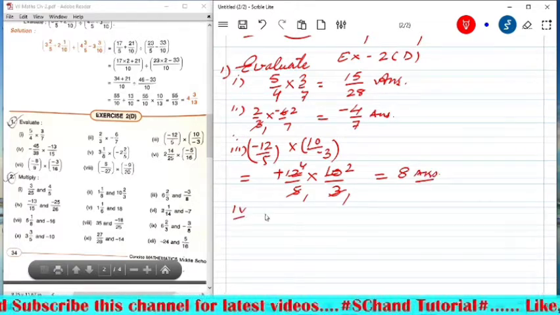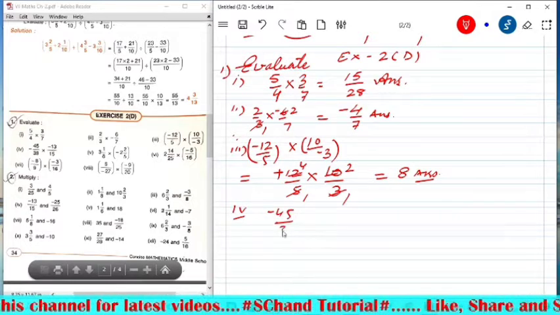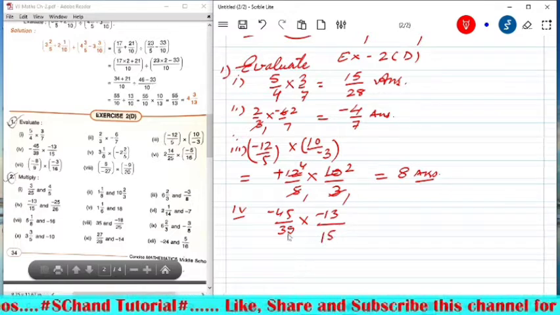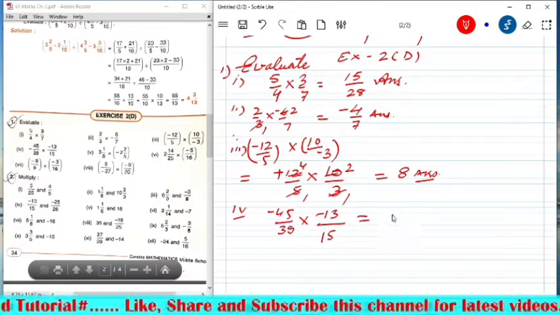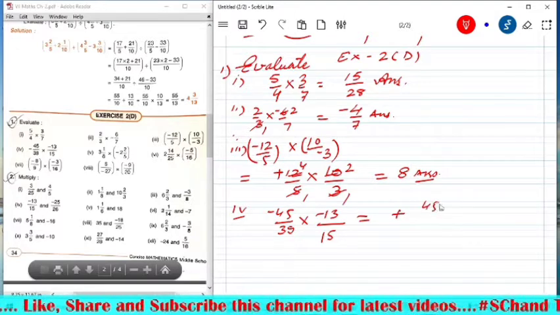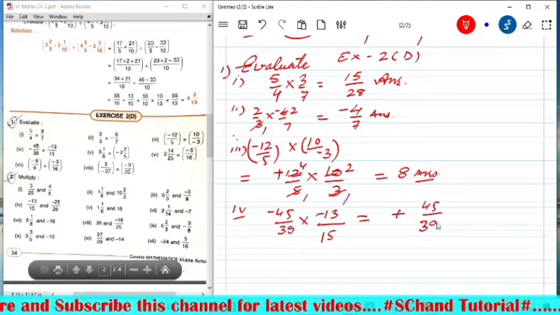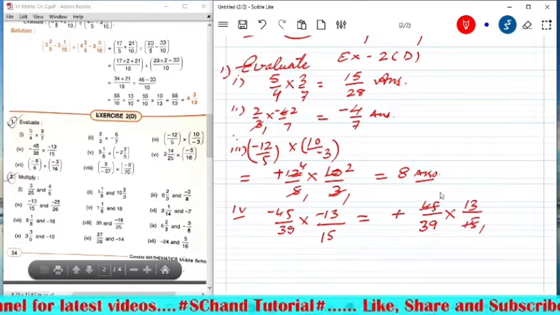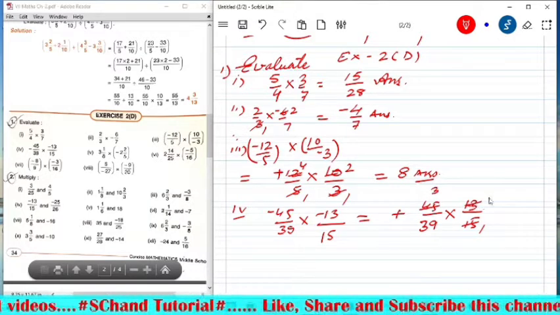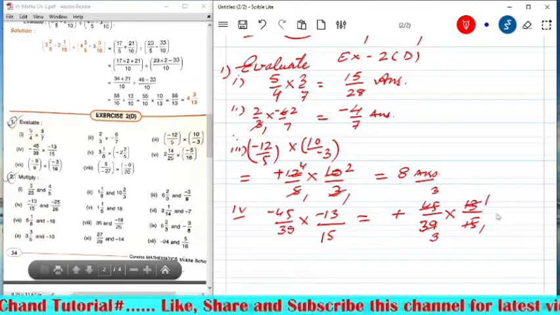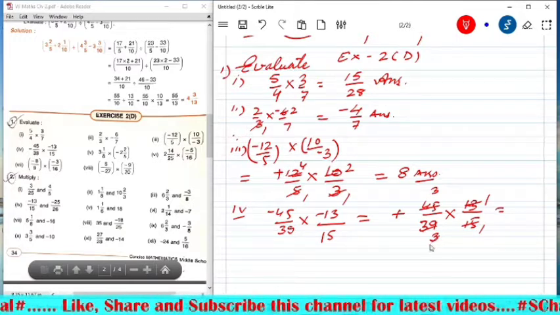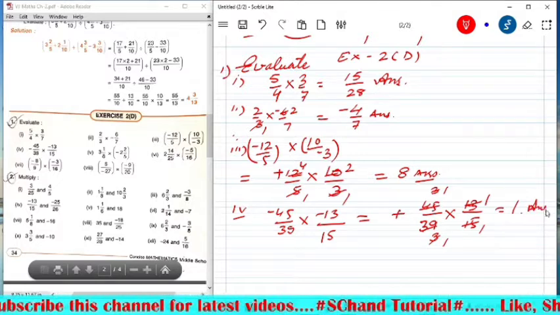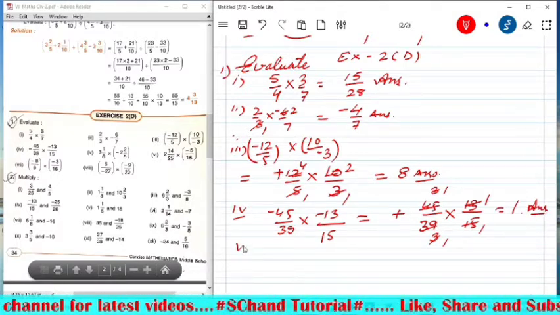Then we have number 4, minus 45 over 39 into minus 13 over 15. Again minus into minus will be plus. 45 over 39 into 13 over 15. 15 ones are 15 and 15 threes are 45. 13 ones are 13 and 13 threes are 39. So 3 and 3 will also cancel, and the answer will be 1. So this is number 4.